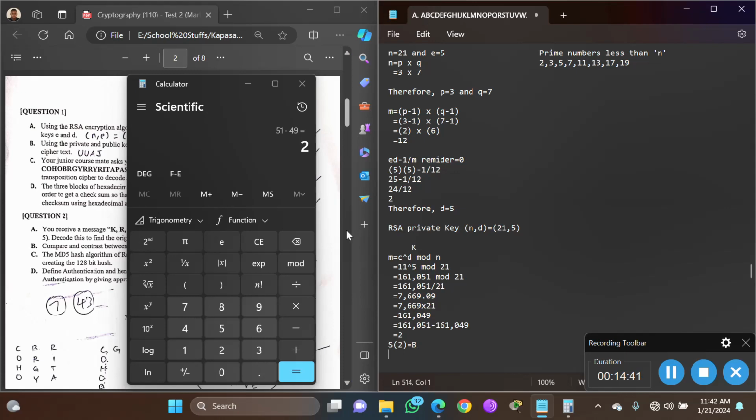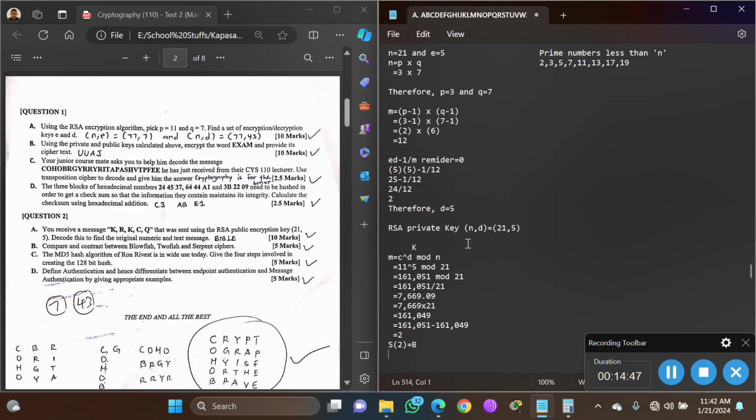Okay, now we go to the next letter, which is R. R was number 18 on the alphabet. So here is our formula again: plain text is equal to C, which is the ciphertext, power decryption algorithm, mod n. Our ciphertext this time, which is R, was 18 on the alphabet. Then our D is 5, then mod n, which is 21.